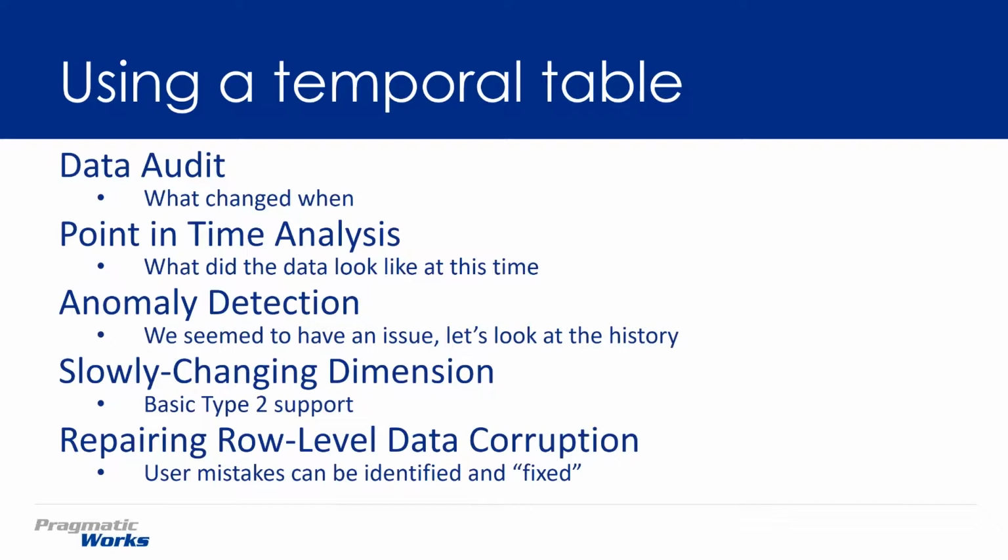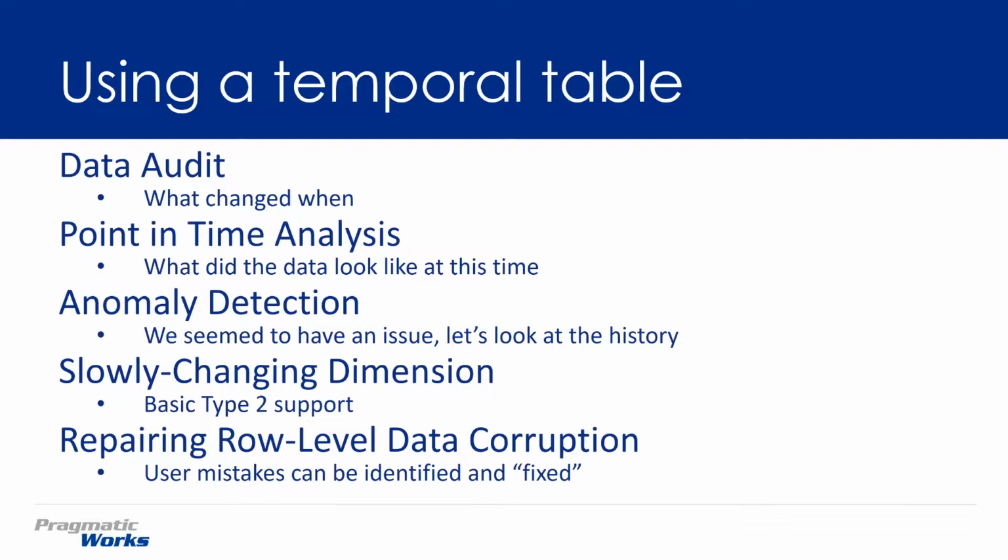Slowly changing dimensions, basic type 2 support. I say basic because sometimes type 2 is very complex, but if you're managing your data flow through SSIS fairly straightforwardly, you may be able to use this to support your slowly changing dimension work, especially if you're using views and other types of mechanisms to go after what the data looked like in history. This does give you some great opportunity to support that without actually having to write it and manage it yourself.